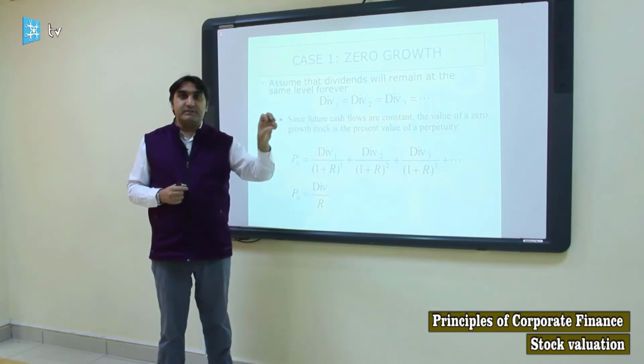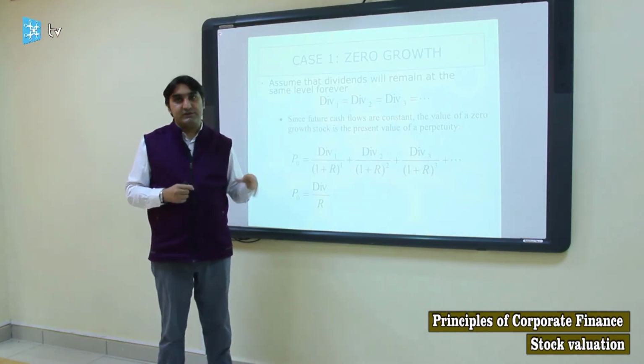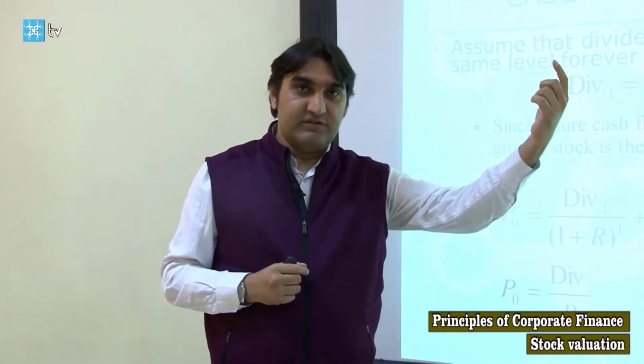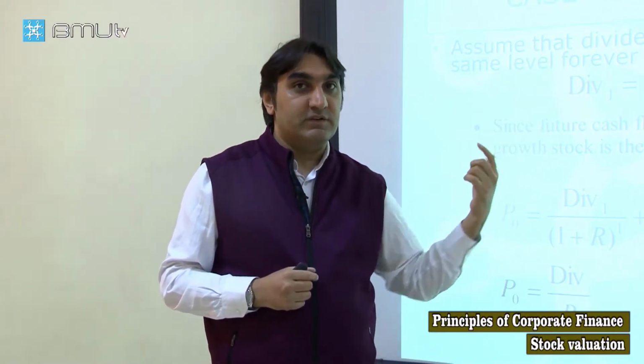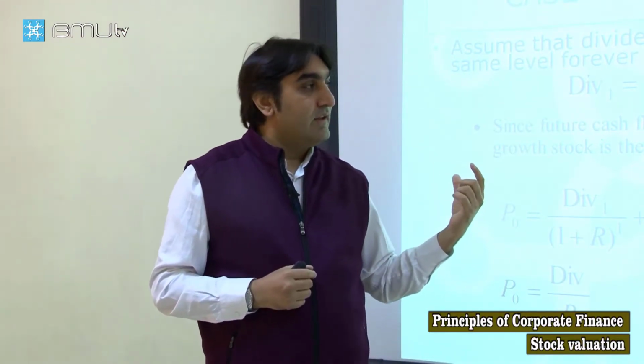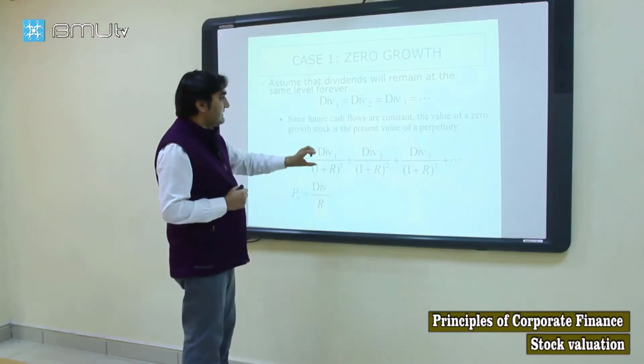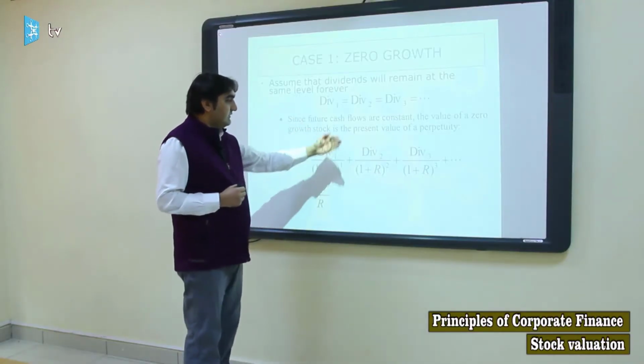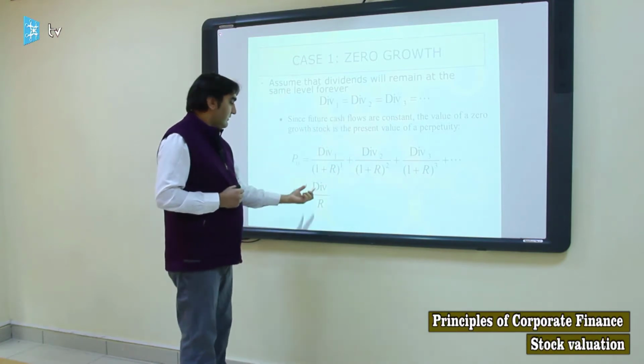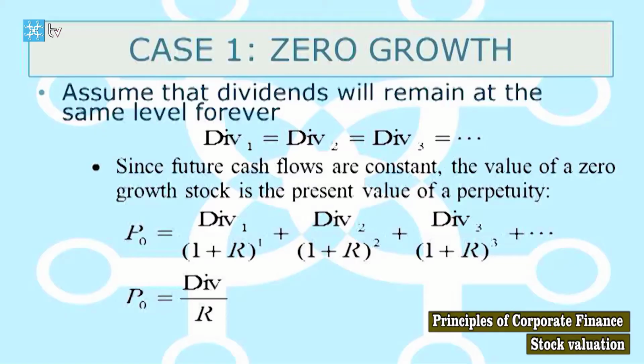Finding the present value of this perpetuity is very simple. That's the cash flow divided by the required rate on these cash flows. The cash flows in this series are dividends: dividend 1, dividend 2, dividend 3. So the present value of this perpetuity is the dividend divided by the rate.